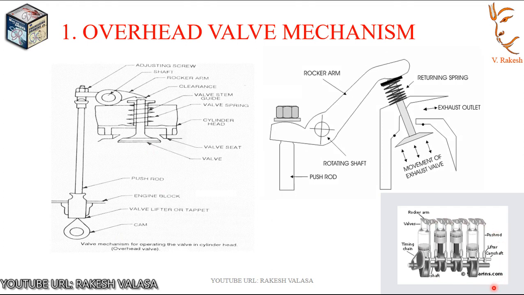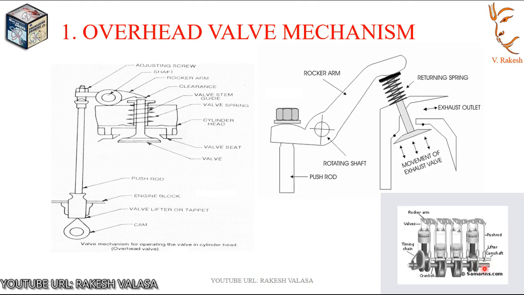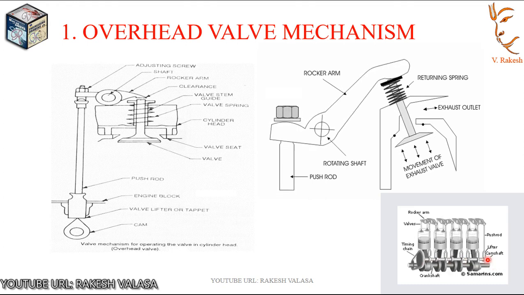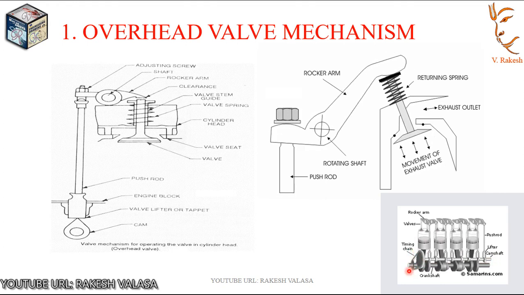See this animation figure. In this is the crankshaft that is connected to the piston crank. This is the camshaft. This camshaft is connected to the crankshaft with the help of timing gear. The crankshaft drives the camshaft through the timing gears. There are a series of lobes on the camshaft which control the valve movement.